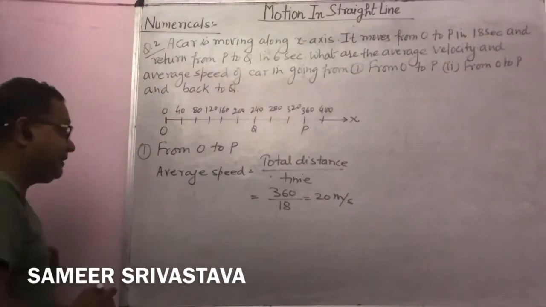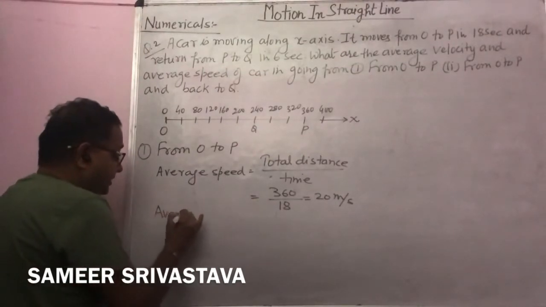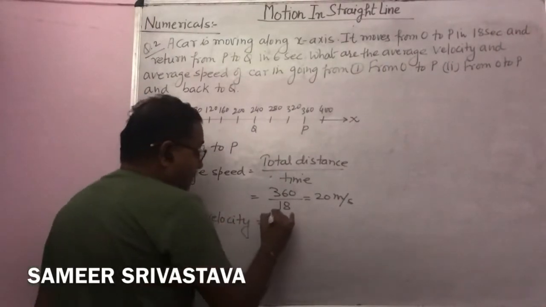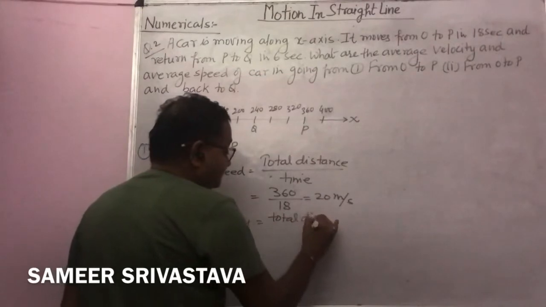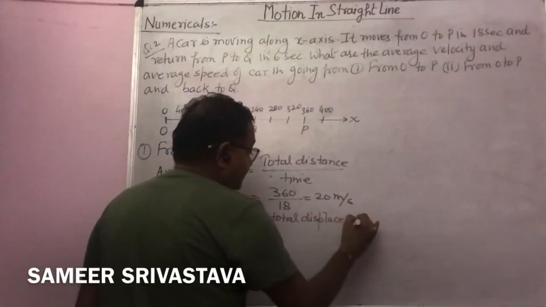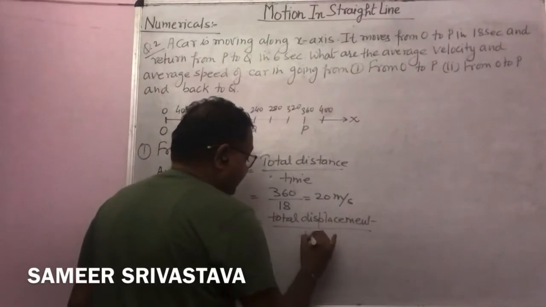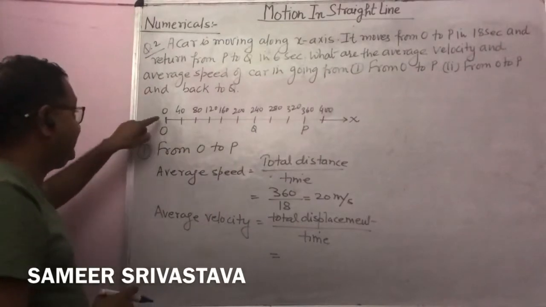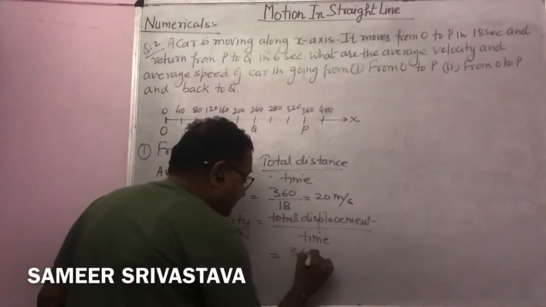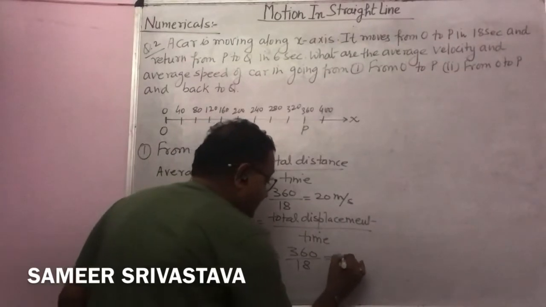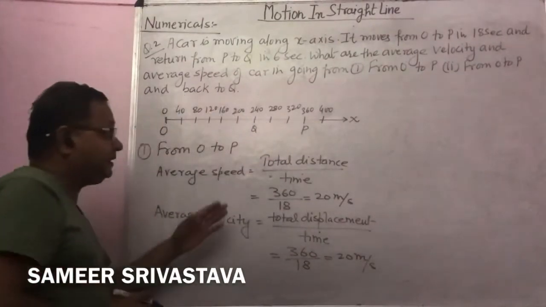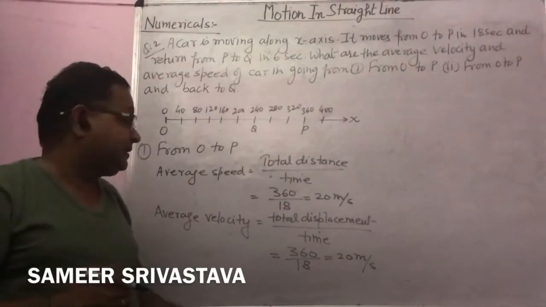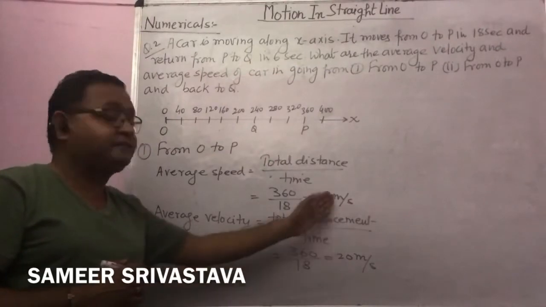Similarly, if we want to find average velocity, here it is total displacement covered by the car upon total time taken. So again we put the values. Total displacement, final position 360 and initial is 0. So it becomes 360 upon 18. Again our answer is 20 meter per second. So student, look here. When the car is moving along a straight line path and reaches the same point, the value of its average speed and average velocity will be the same.